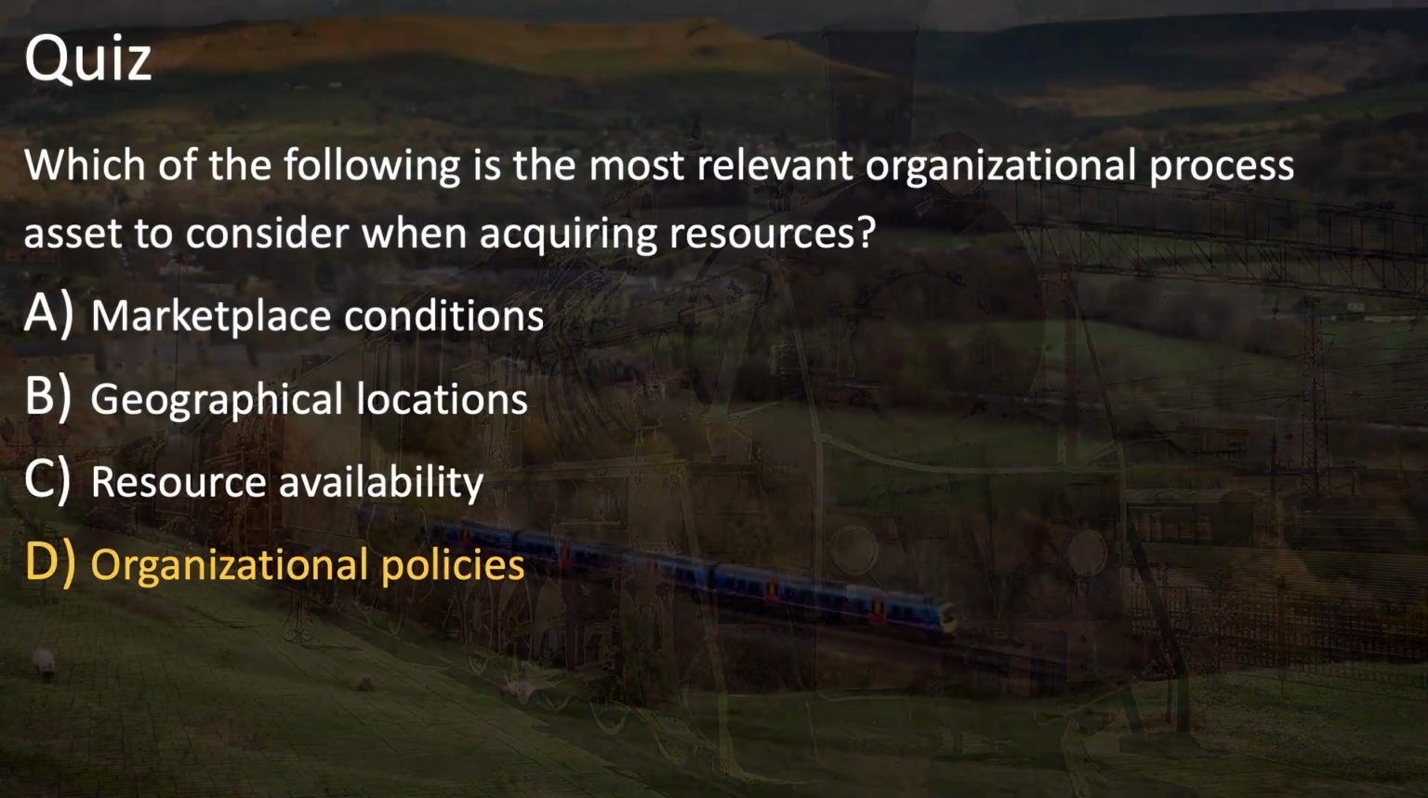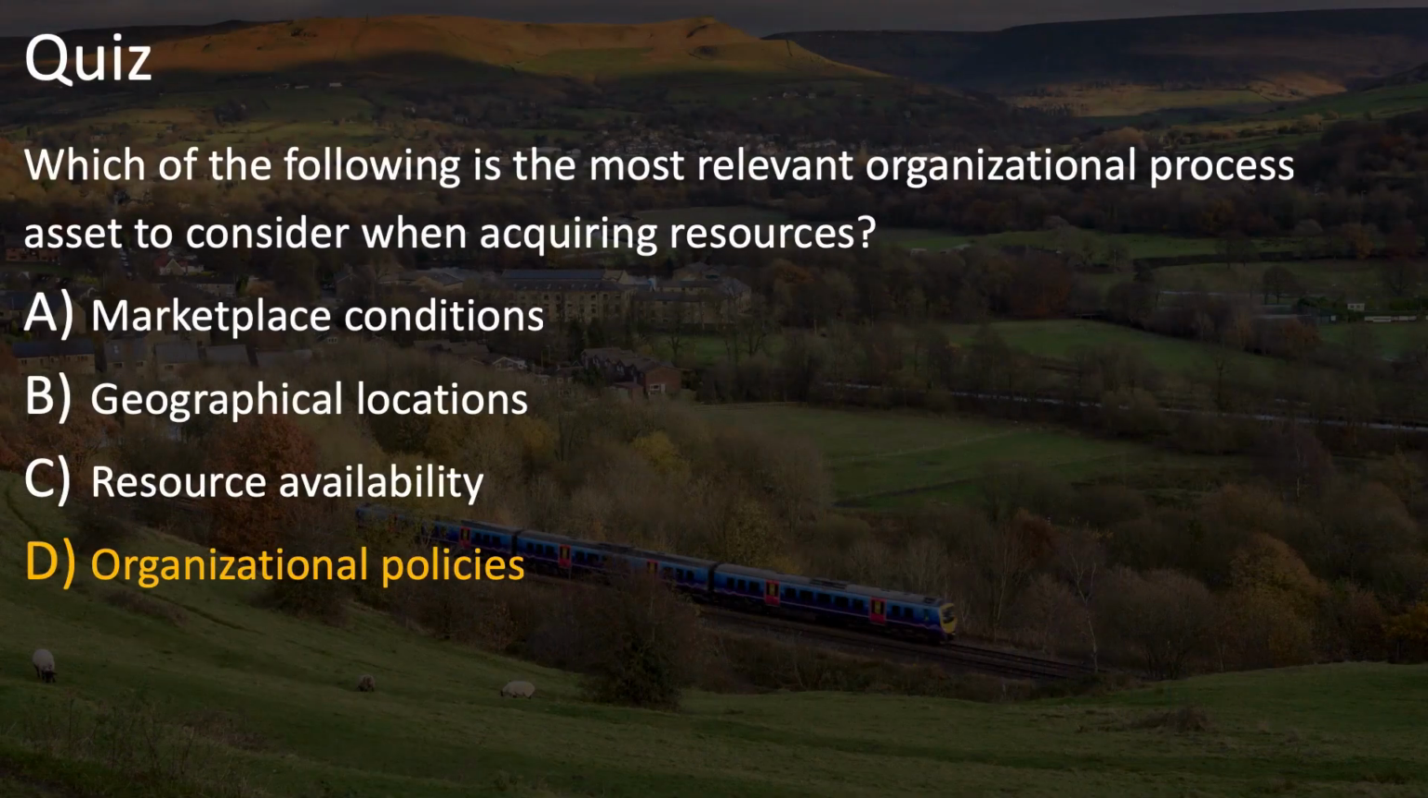The answer is D. Organizational policies. This one is a little tricky because all of these things are important things to consider when acquiring resources, but only one of them is an organizational process asset. The other 3 are enterprise environmental factors.